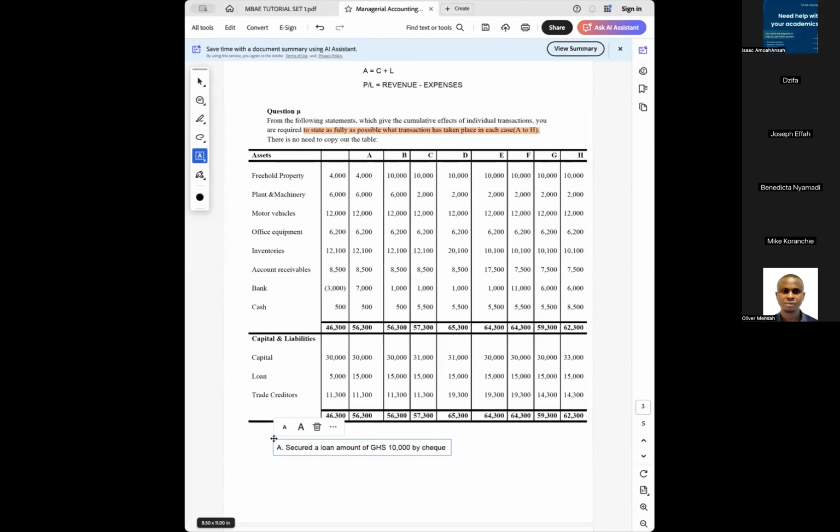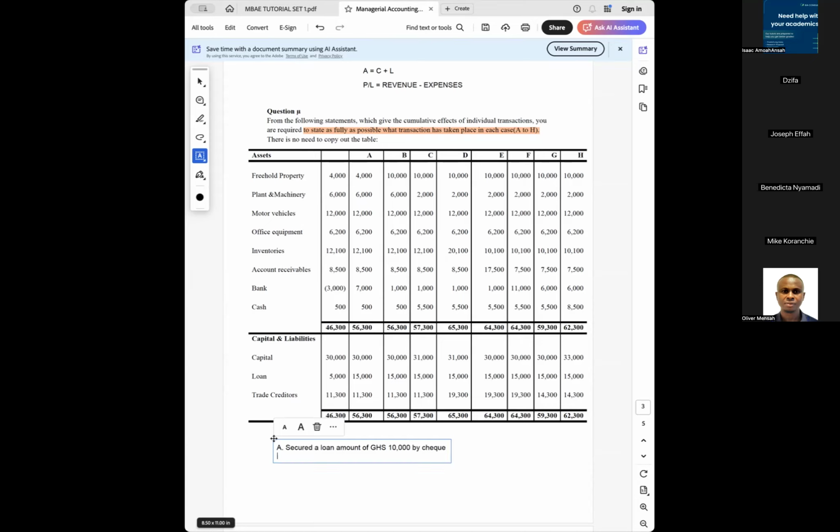So what we said was perfect. Joseph, it was Joseph, right? It's perfect, but we are not bringing in the effect. We are not discussing the effect that happened with it. So this should be the answer for A: raised a loan amount of 10,000 Ghana cedis, or obtained a loan amount of 10,000 Ghana cedis by check, or a check amount of 10,000 Ghana cedis was received as loan. Right, so this should be the way forward.